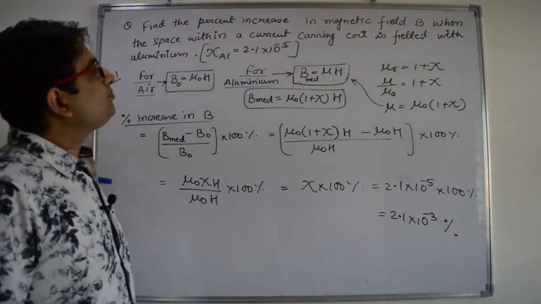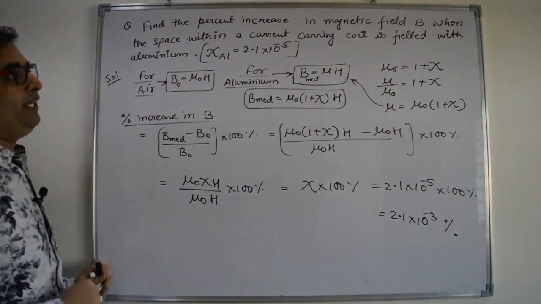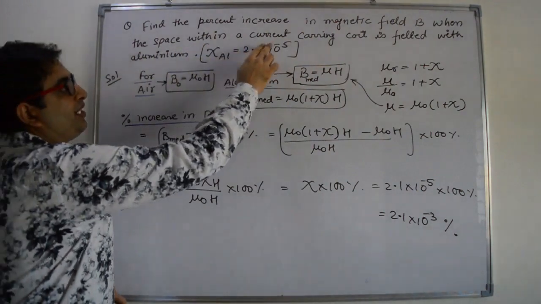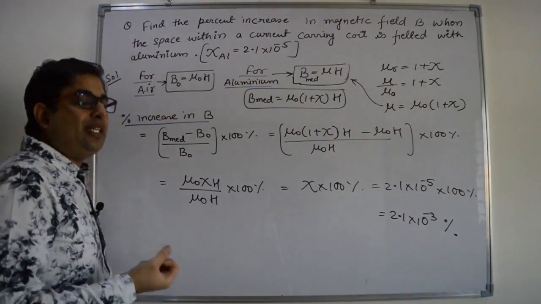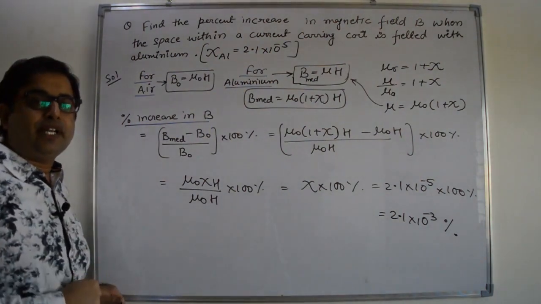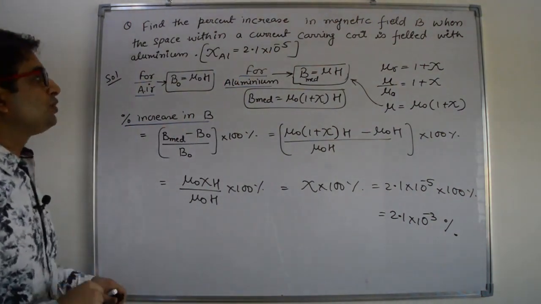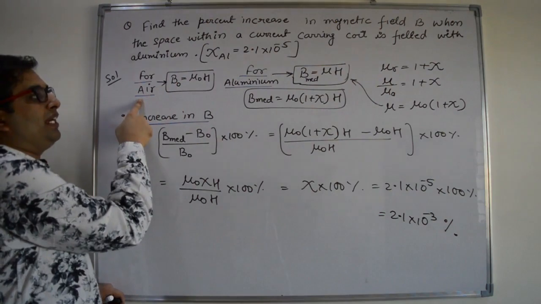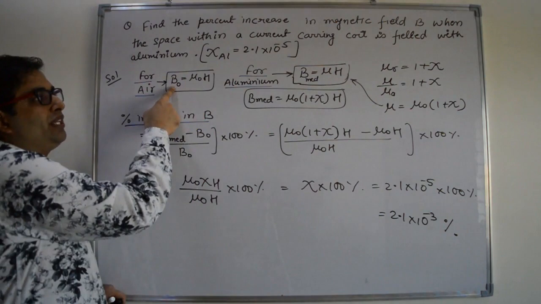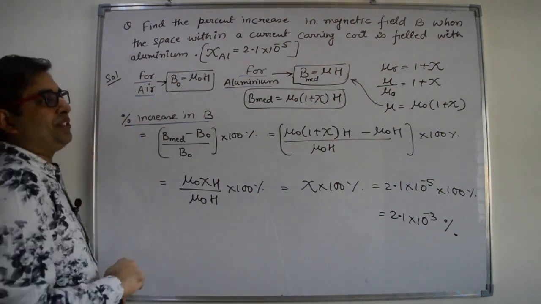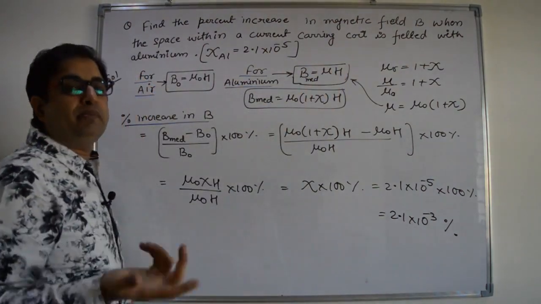One more problem. Find the percentage increase in magnetic field B when the space within the current carrying coil is filled with aluminium. That means when we place some medium, what is the percentage increase in magnetic field? Susceptibility of aluminium is given to you. Without any medium, the magnetic field is the air magnetic field, B naught, that is mu naught into H. If you put a medium, then it becomes mu into H because permeability will change.